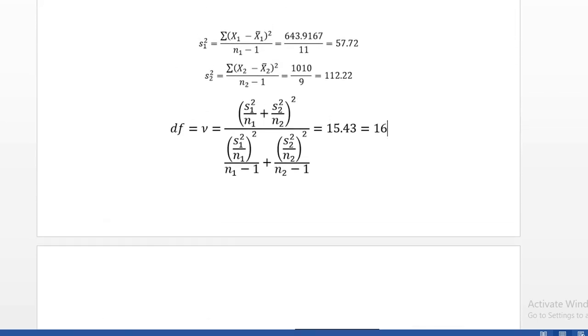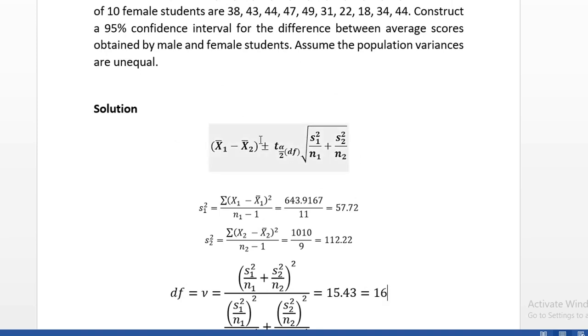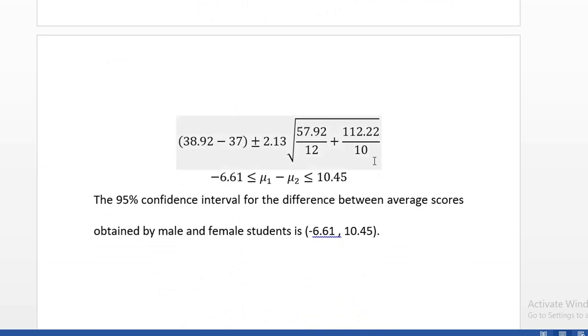Using this value, and calculating the table value from the t table, you just place these values in your confidence interval formula, and you get this form.